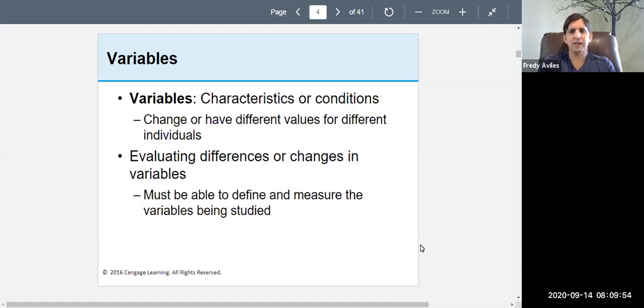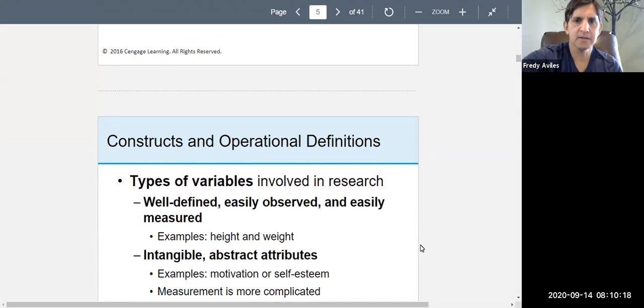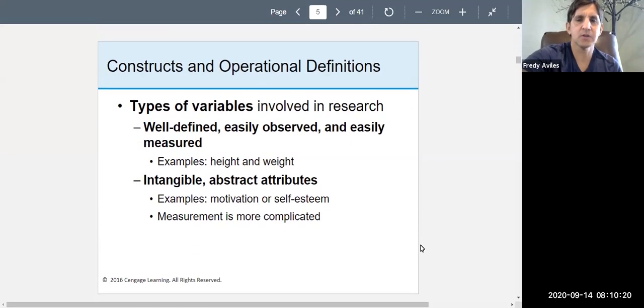So we need to evaluate differences or changes in these variables. Okay. And in order to see if there's a difference in people or in whatever you're measuring, you need to be able to define and measure that variable. So how do you define that variable? What is it called? And how are you going to measure it? Okay. And we need to know a little bit more about these variables.